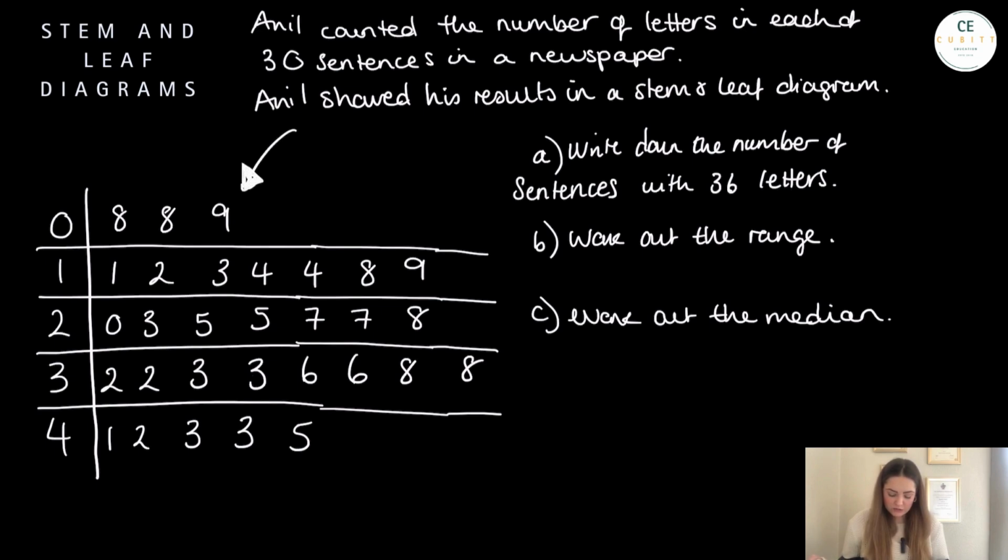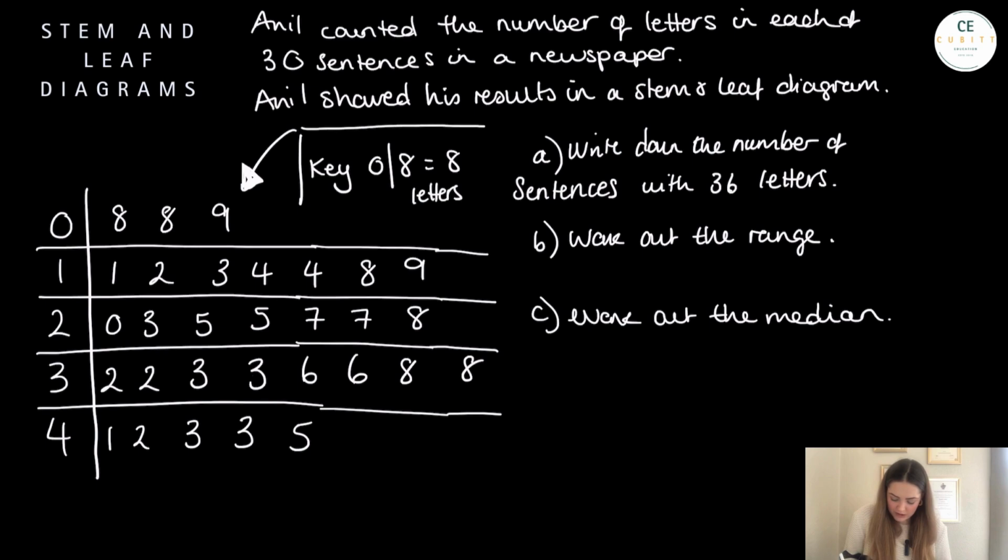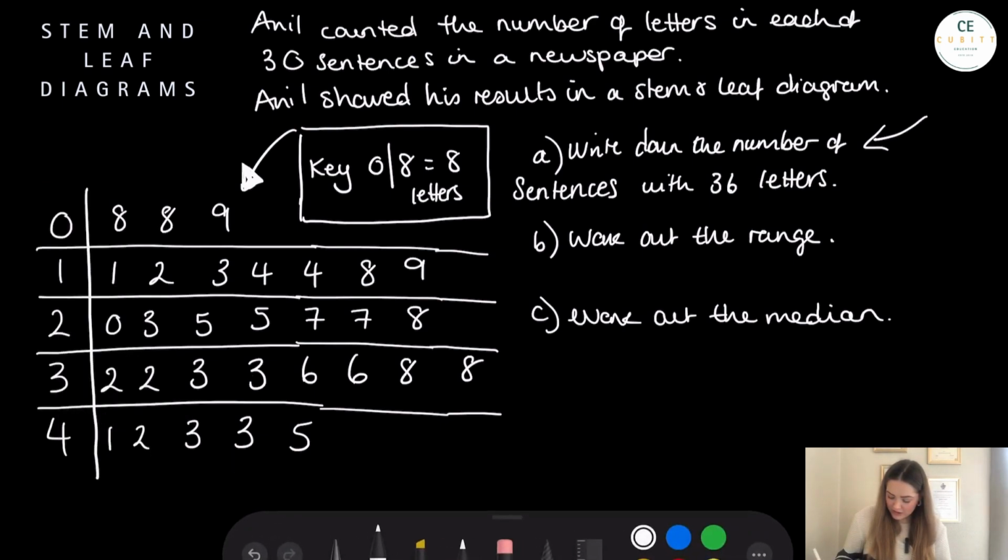You can see that some sentences had 8 letters. So obviously we've got the key here. 0, 8 equals 8 letters. All right, we can even put that in a box to make it nice and neat and clear. Question A states: write down the number of sentences with 36 letters. Okay, so let me just pop that down there.